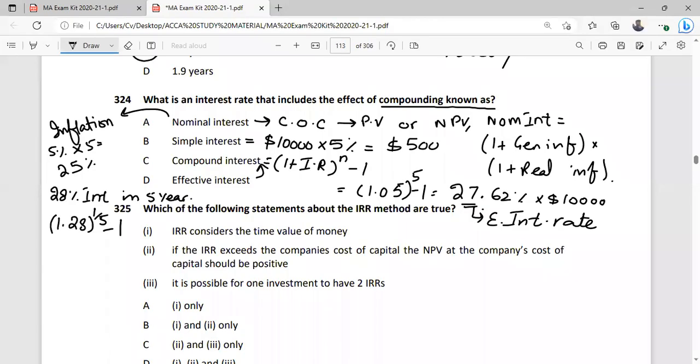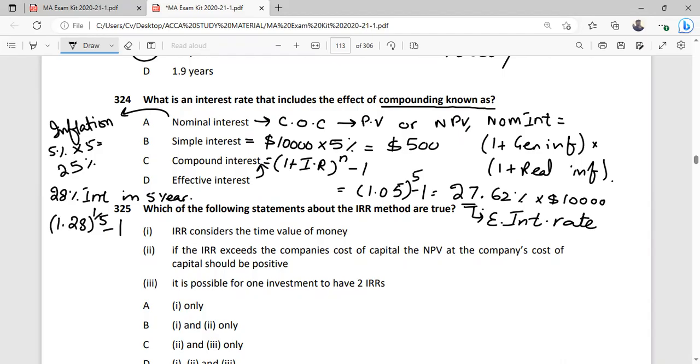So what can we do? We can calculate the annual interest rate: 1.28 raised to power 1 divided by 5, and then you can calculate the effective interest.